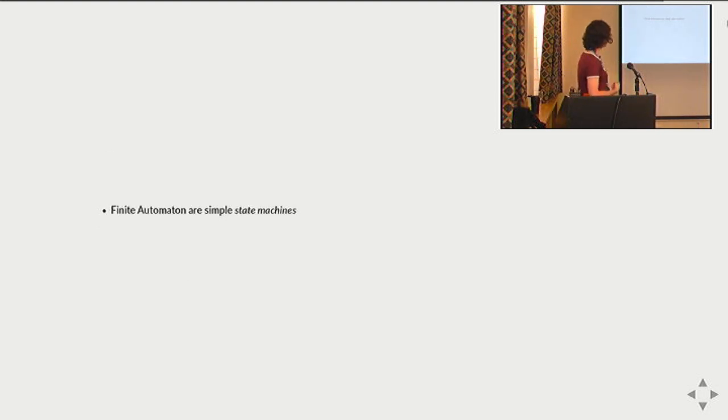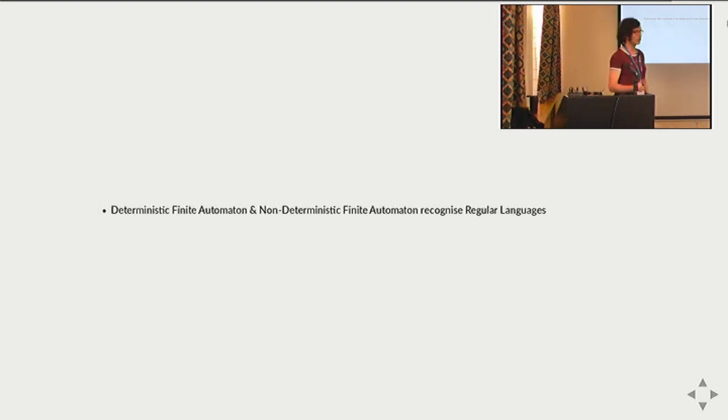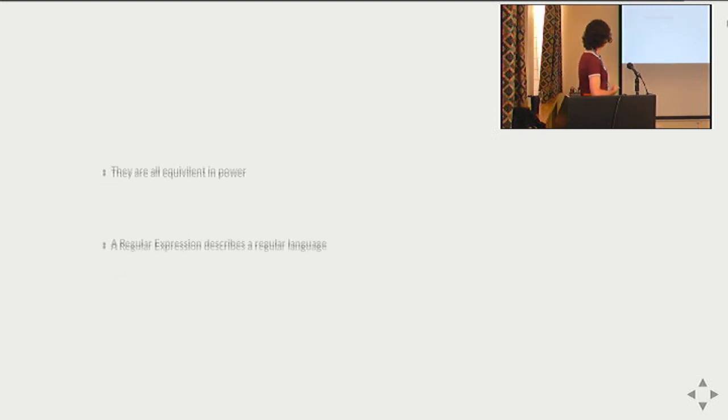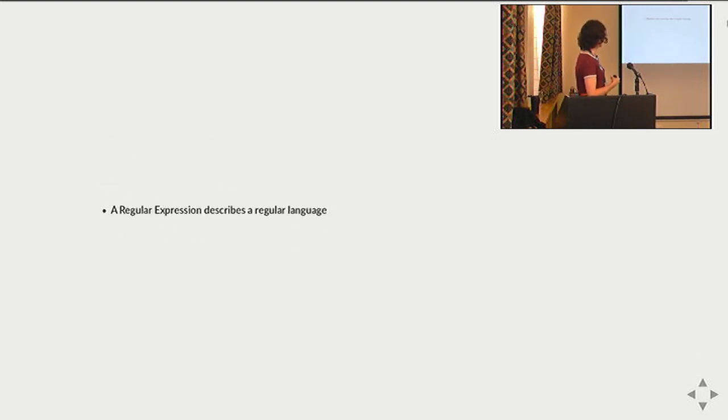Finite automatas are simple state machines. Deterministic finite automata and non-deterministic finite automata recognize regular languages. They're all equivalent in power. A regular expression describes a regular language. And regular expressions can be drawn as finite automata, and you can think about them as graphs, like how I expressed them to you there.